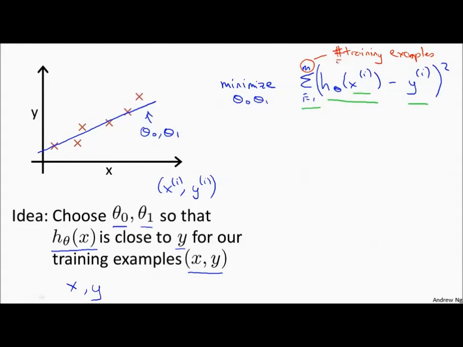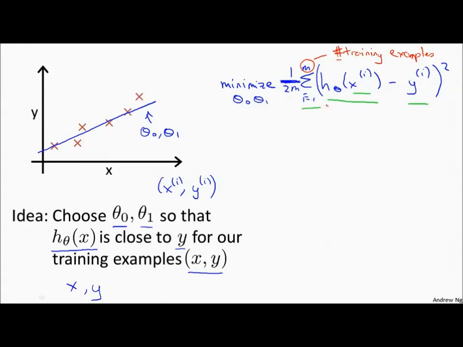And to make some of our later math a little bit easier, I'm going to actually look at 1 over m times that. So I'm going to try to minimize my average error, which is going to minimize 1 over 2m. Putting the constant 1/2 in front just makes some of the math a little bit easier. So minimizing 1/2 of something should give you the same values for the parameters theta 0 and theta 1 as minimizing that function. And just to make sure this equation is clear, right?